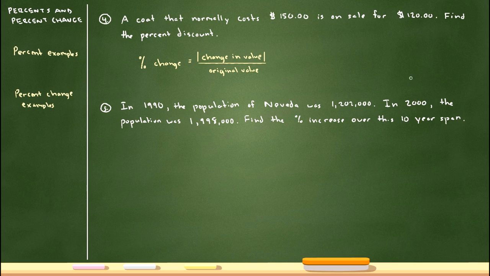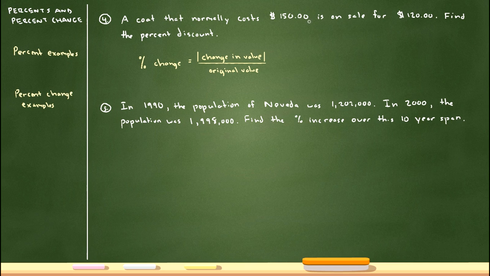Well, let's think about this here. So if you put 30 over 120, you're going to obtain 25% discount, right? Now, if you do 25% of 150, you're not going to get $30.